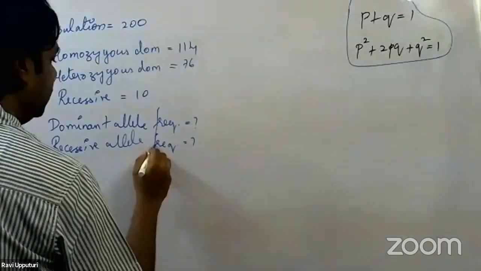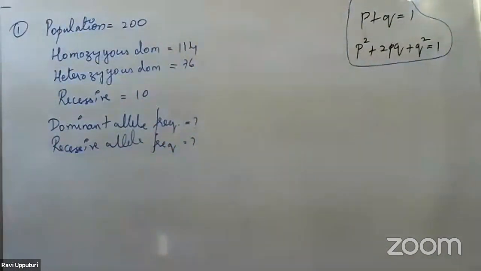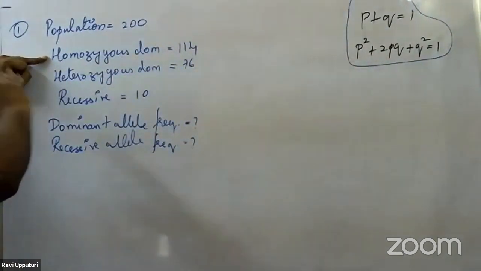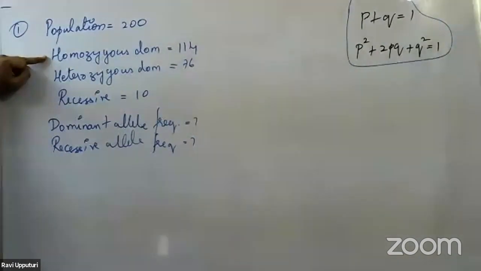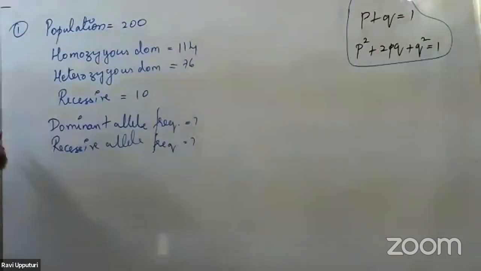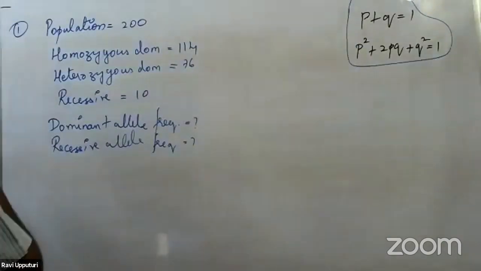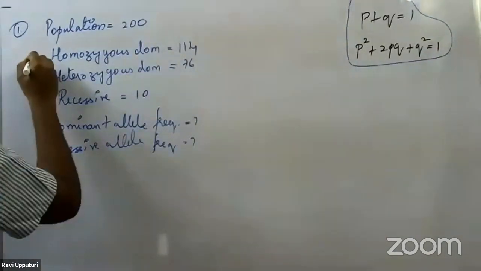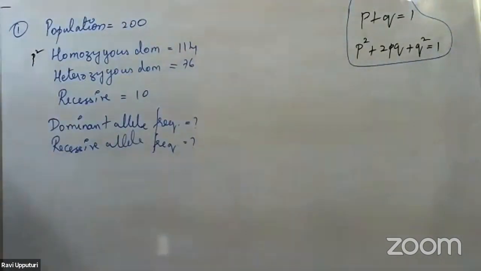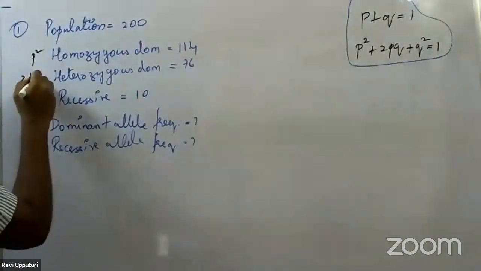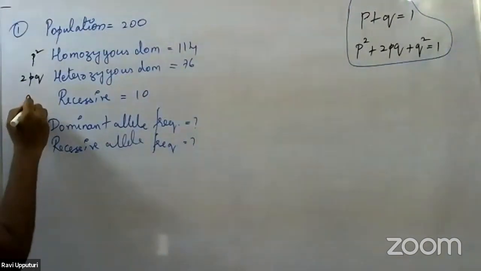So what they have given us is the number of individuals in homozygous dominant, heterozygous dominant, and the recessive individuals. From this, they are telling us to find out the dominant allele frequency and the recessive allele frequency. What I told you in the previous problem: when they tell you about homozygous dominant individuals, they are representing P square. Heterozygous dominant individuals would represent 2PQ. Recessive individuals would represent Q square.